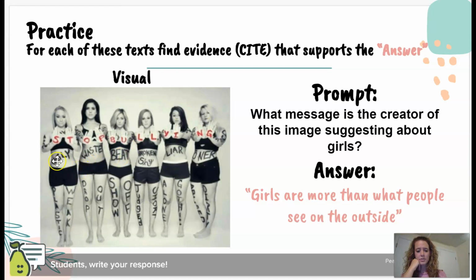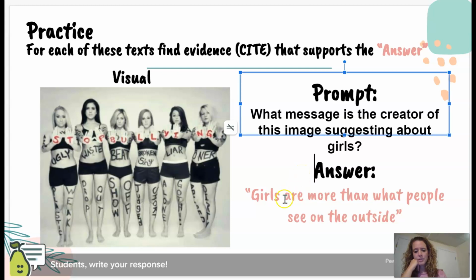And so we've got these girls who are in shorts and sports bras, and we've got a variety of words that you need to read. And then it says stop bullying in red. So what stands out to you? These are visual cues, and that should help you come up with an answer to this question. What message is he trying to say about girls?